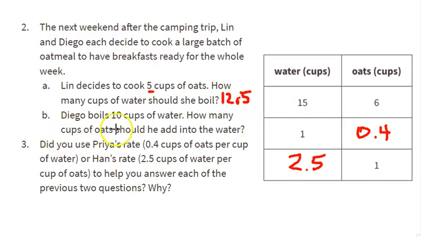What about Diego? Gonna boil 10 cups of water. How many cups of oats does he need? Now we're going to be using what Priya had said before, because we're starting with the water, and so we already can see the 10 times 1 gets us this 10 here. So we just have to multiply that 4/10 by 10, which gets us 4 whole, right? Or 40/10 when we multiplied it out.